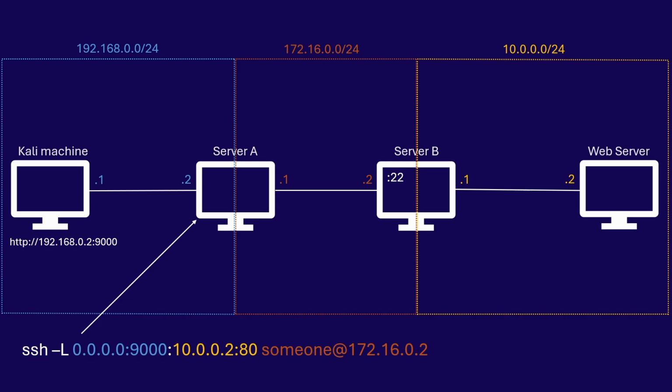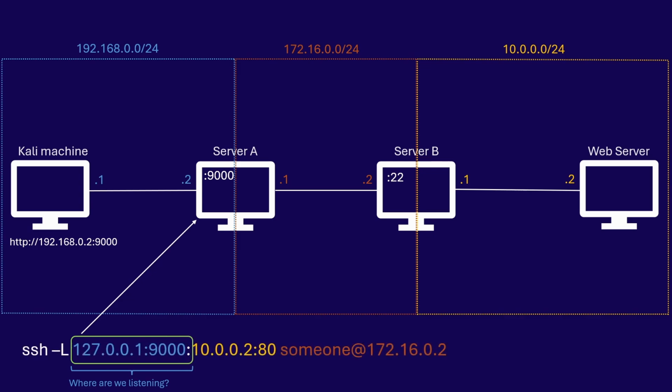Now we can move to the blue part of this command, which tells SSH where to listen for incoming connections. We want it to listen on port 9000, allowing everyone to access this port. If we want to be more restrictive, then we can specify, for example, localhost, which means that only users on server A can use port forwarding. But now let's go back to the previous one.